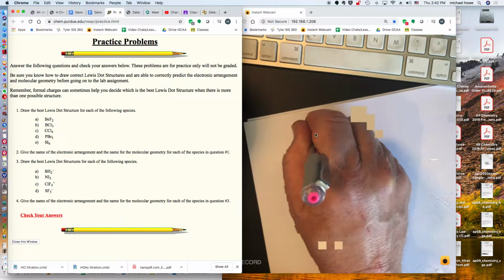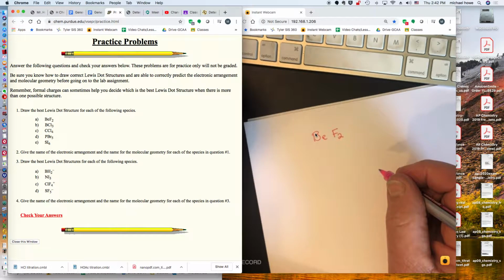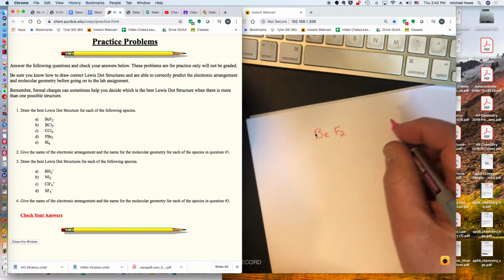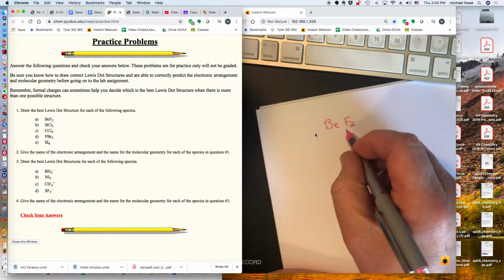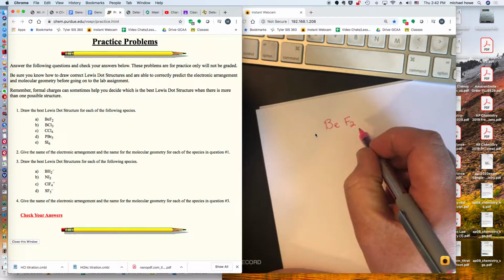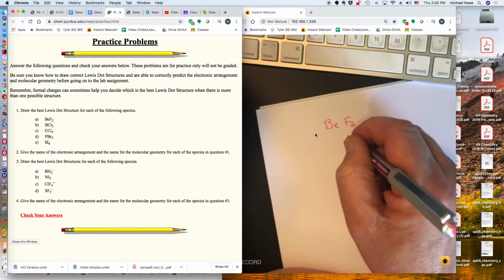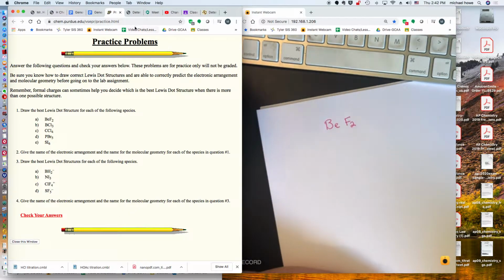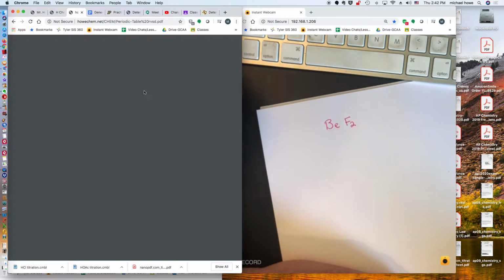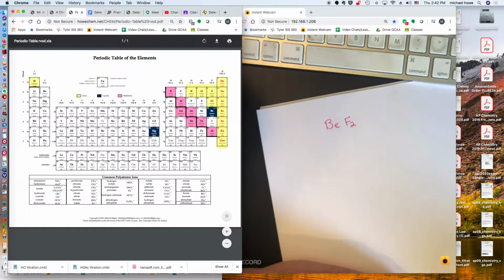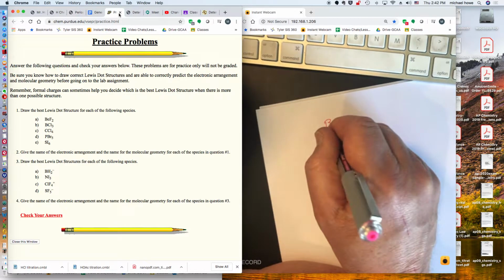the first step in drawing a dot diagram, according to the movie that I made earlier, was to add the valence electrons. So you need to pull out a periodic table, and periodic tables are easy to come by. Here's beryllium, and it has two valence electrons because it's in the second column. So our beryllium number would be 2.